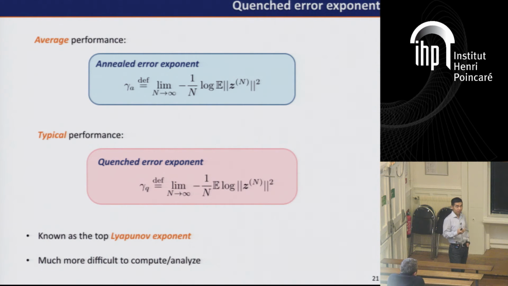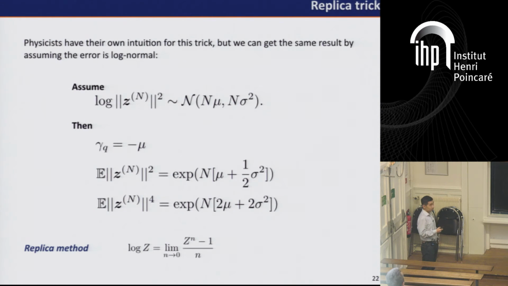Okay? But the challenge is that studying the second component, which we call quenched error exponent, is very, very difficult because it is related to computing the Top-Lyapunov exponent of a product of random matrices. Okay? It is known to be fairly difficult, and it also has a connection to computing the free energy density of a one-dimensional disordered system. So, what we use is some approximation that's inspired by methods in statistical physics, the so-called replica method.